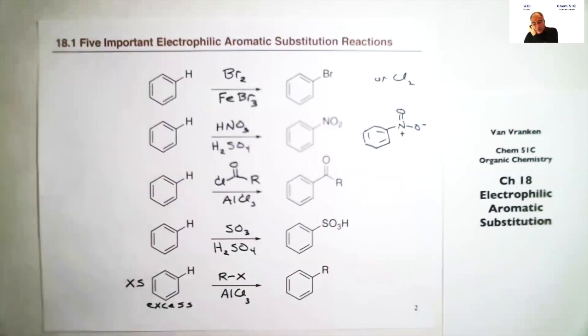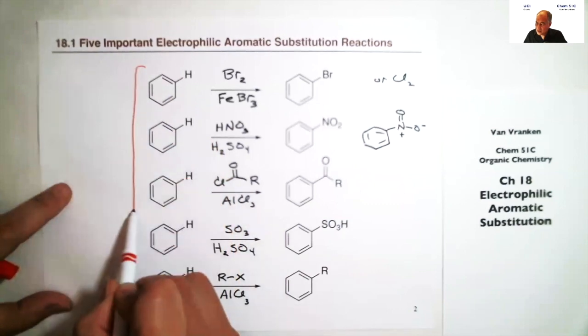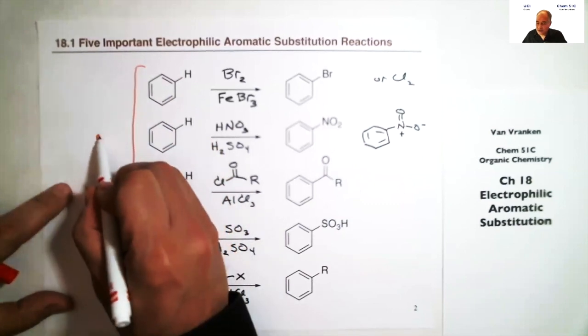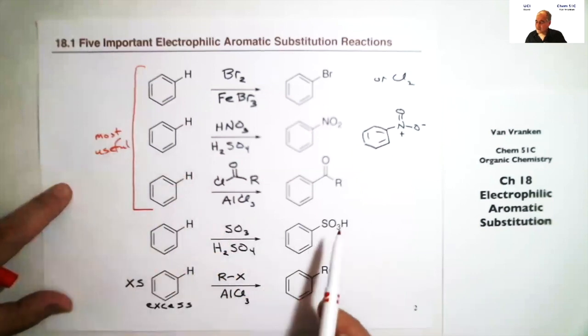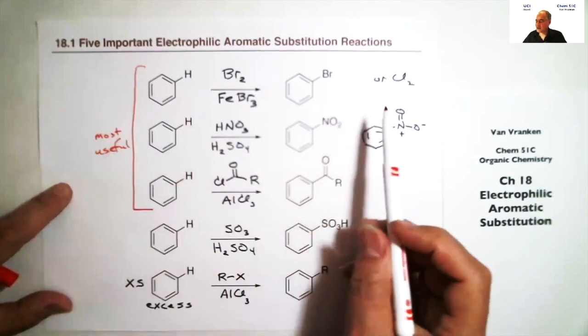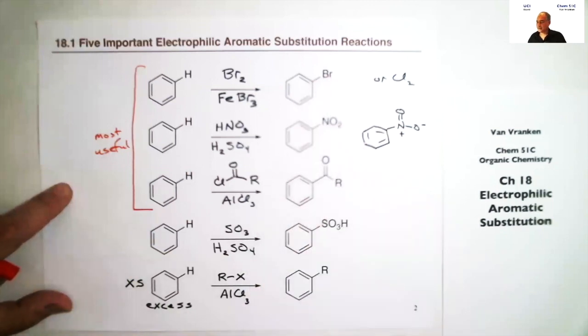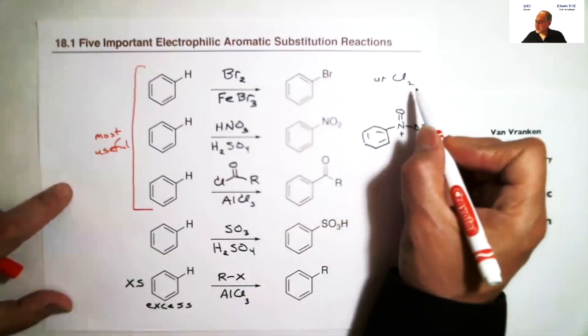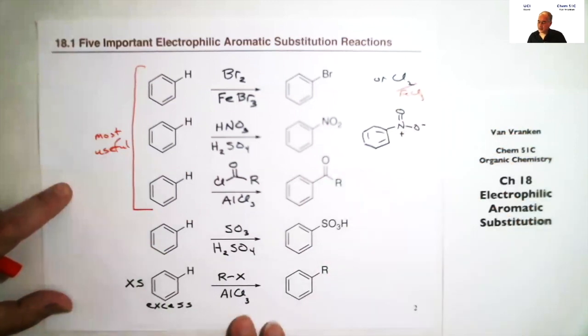Now let me be straight with you. These are not all equally useful. It turns out that the first 3 reactions on this list are going to be very useful. I'll just write most useful. And these are money reactions for making bonds to carbon, nitrogen, or to chlorine. So again, this would be Cl2 plus FeCl3 over here.